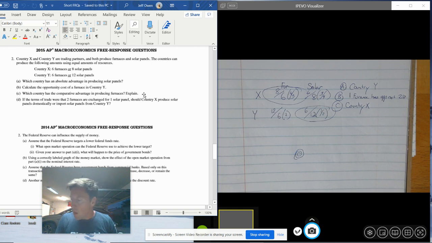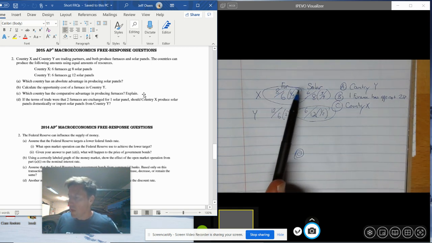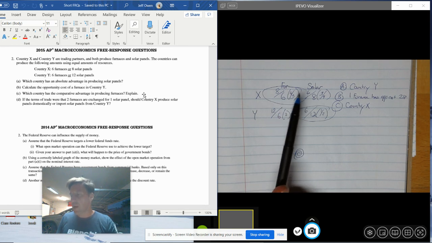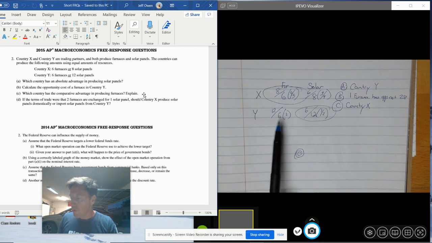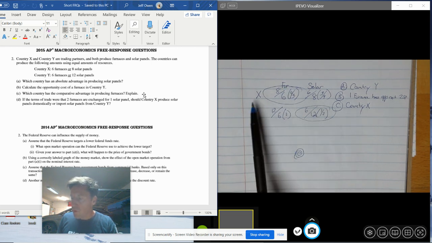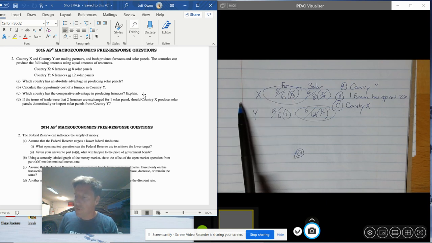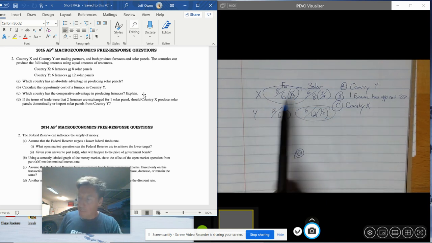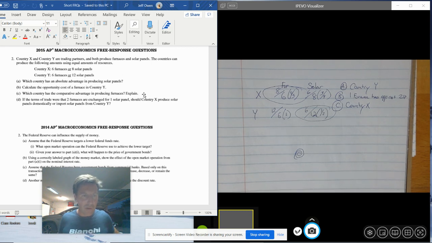Explain, really? Okay. Well, country X has a comparative advantage in producing furnaces because when they produce a furnace, they give up 4/3 a solar panel, whereas when country Y produces a furnace, they give up 2 solar panels. Or you could say the opportunity cost of producing furnaces is lower in country Y. Maybe with this one, since it's so straightforward, I would just state the two, stating that Y has a lower opportunity cost. And then the next one, if the terms of trade were that two furnaces are exchanged for one solar panel, should country X produce solar panels domestically or import panels from country Y?